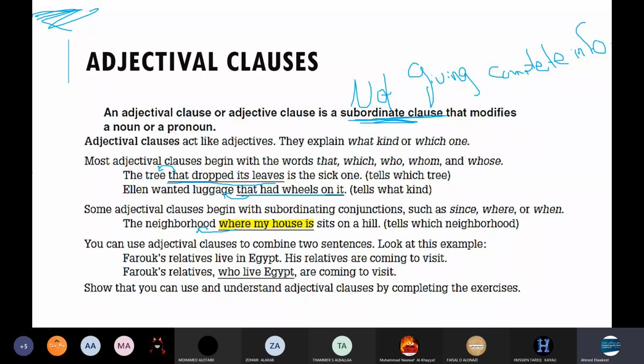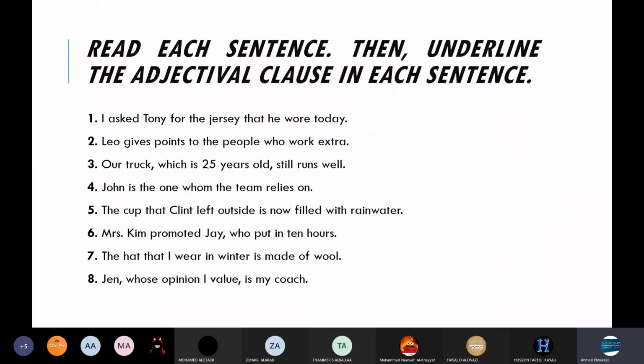Pharaoh's relatives who live in Egypt. So the relatives are the ones living in Egypt. So when you have a subordinate clause to describe a noun, it is called an adjectival clause. So in practice number 8, we are asked to read each sentence and then to underline the adjectival clause in each one.